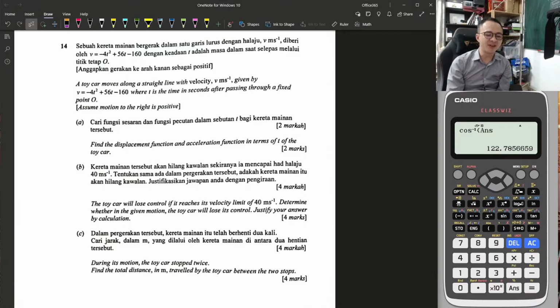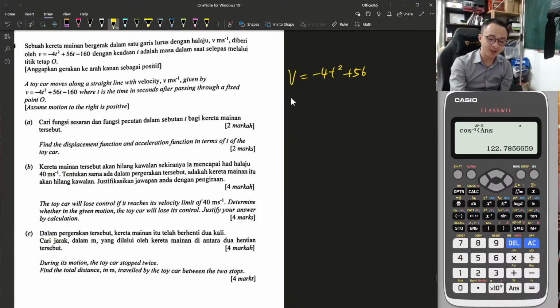Okay, we have a toy car moving in a straight line, and we have some velocity here: negative 4t squared plus 56t minus 160, where t is time in seconds after passing through a fixed point O. This sentence tells us t equals 0, s equals 0. So later we can use it to find c if we need it.